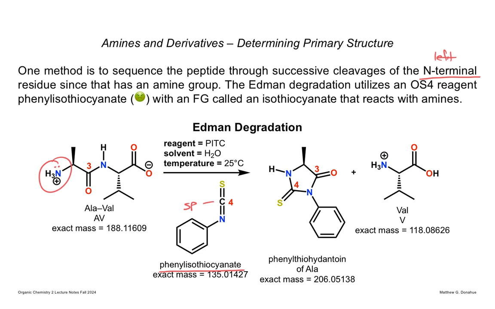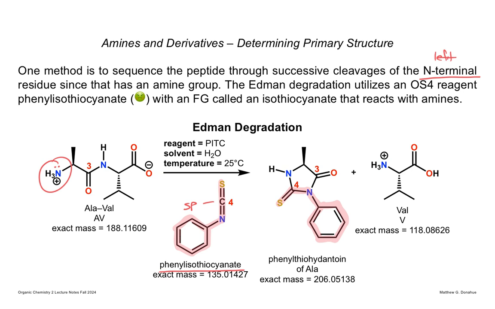When it does that, it's forming this thing which is called a phenyl thiohydantoin. And so I'll highlight in red here, so that's the atoms that come from the reagent. So that mass is constant, right? 135.01427.